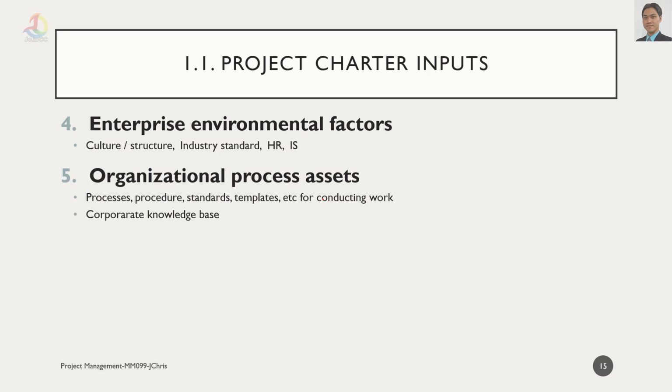Fourth is enterprise environmental factor, which is, for example, the culture and structure. For every organization, there's a difference. The industry standard, the human resource, information system, and so on. The fifth is organizational process asset: the process, procedures, standard, templates, etc. for conducting the work, and the corporate knowledge base.